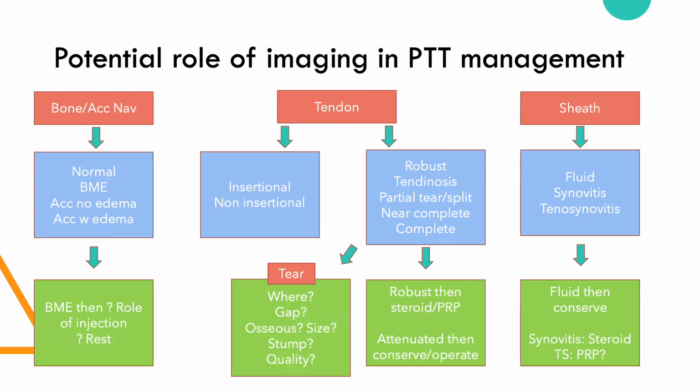The last thing I look at is the sheath itself. So I look for whether there's simple fluid, synovitis, or tenosynovitis. And if it is simple fluid, then we tend to conserve because we believe it's more reactive. On the other hand, if it's synovitis, one might consider doing a steroid shot if the tendon quality is good. And if it is a tenosynovitis, but with otherwise robust quality tendon, then one could consider doing a PRP.